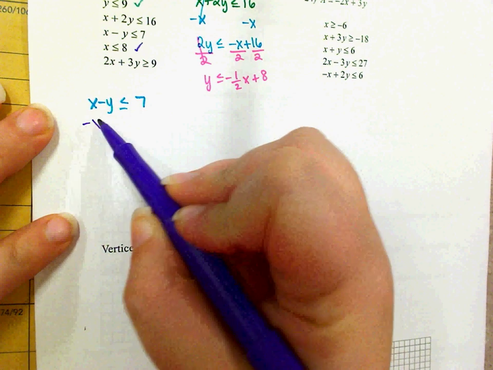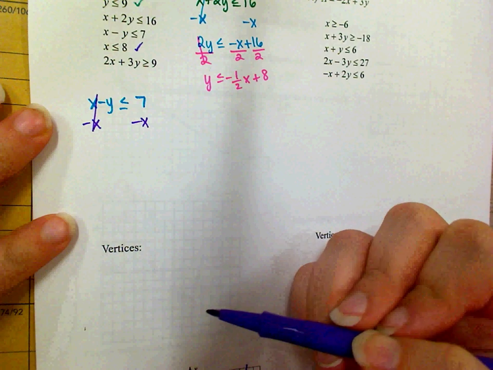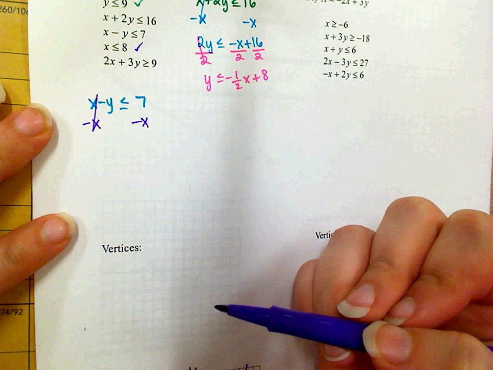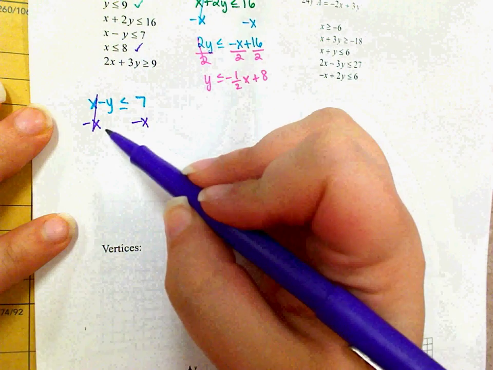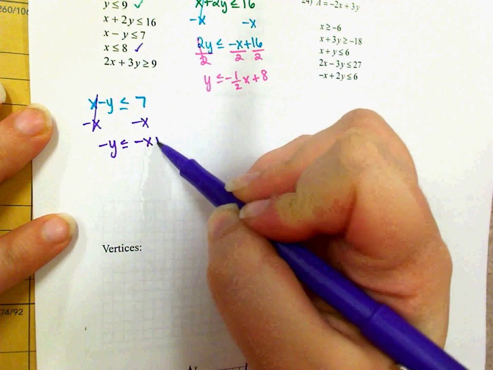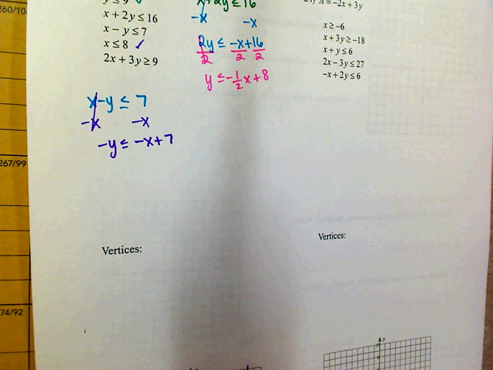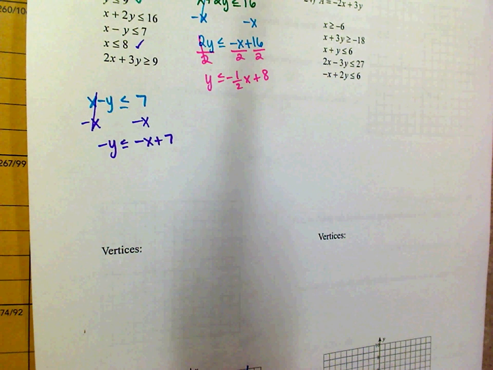Subtract x. So I subtract x from both sides. What am I left with over here? A negative y. A lot of people just write down the y, but don't forget that it is a negative y. It's less than or equal to negative x plus 7. Okay? I need to get y by itself. Right now I have a negative y. So what do I do with that negative?